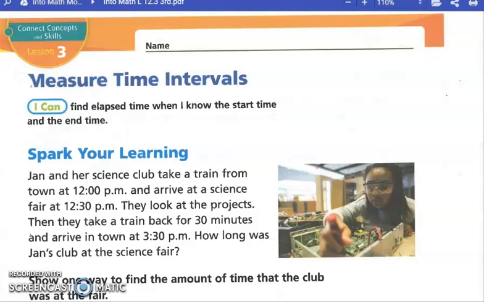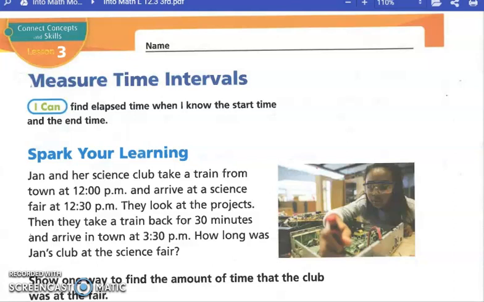Okay, so today we're going to figure out how long it is from when we leave for lunch at 11:10 until we get back from lunch at 11:50, and you would need to figure that out.